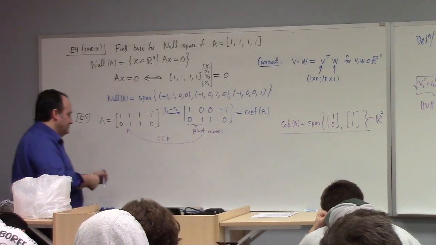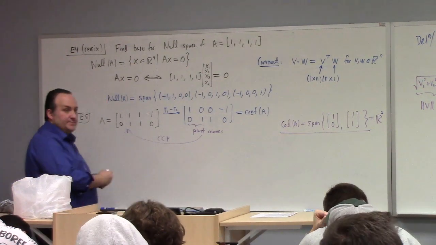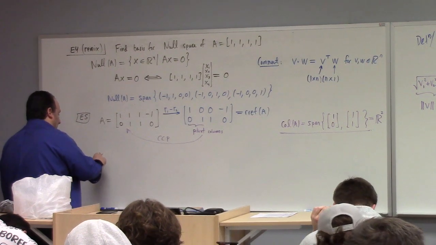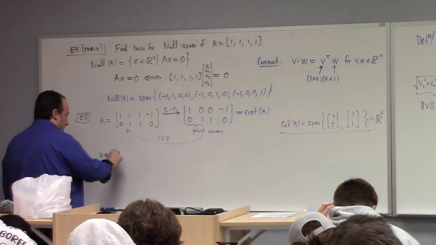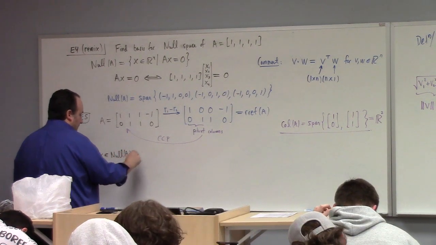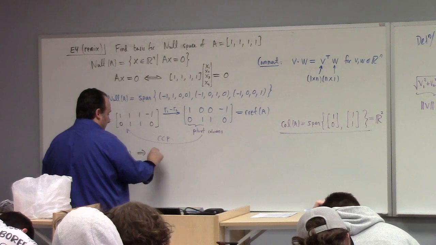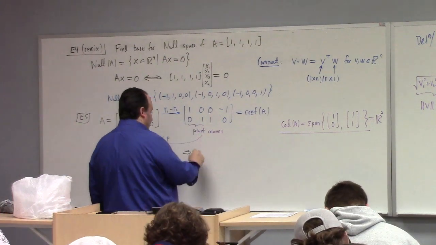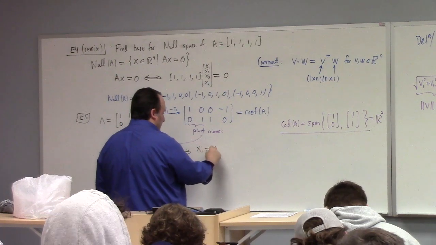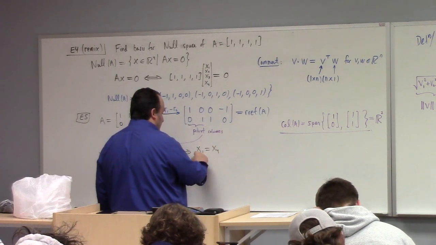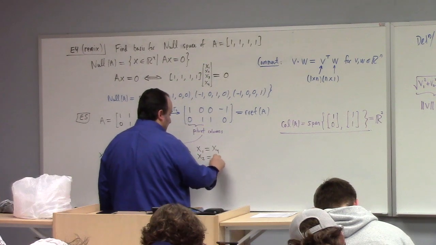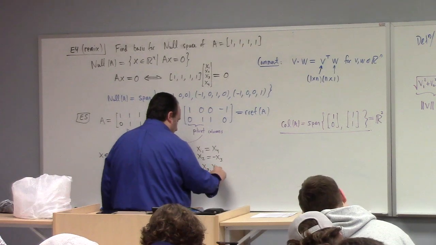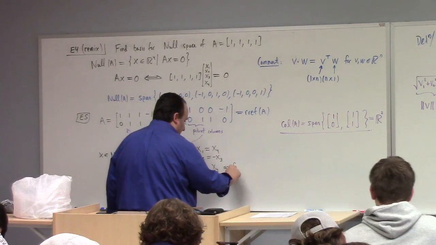How about the null space? The null space requires a calculation. So to find the basis for the null space, X is in the null space of A, right? That means that AX equals 0, which means that, what do we get from here? We get X1 is equal to X4, and X2 is equal to minus X3. And X3 and X4 are free.